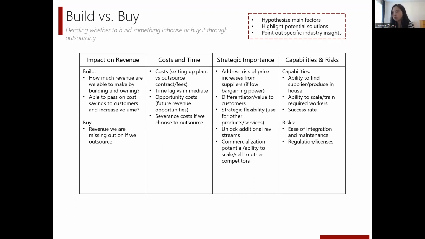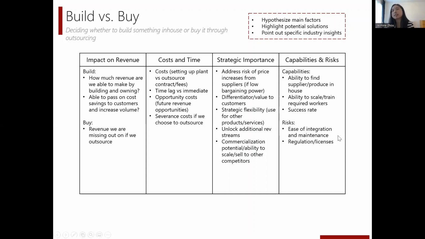There's also the commercialization potential and ability. So the ability to scale this new in-house service that we make and sell it to other competitors as well. And then the last bucket is capabilities and risks. So for our capabilities, do we actually have the ability to do this in-house? So scaling and training required workers. And what's the success rate of being able to actually make this in-house? Or how able are we to find suppliers instead?